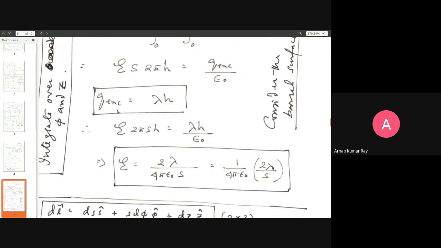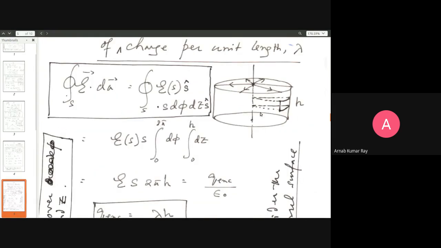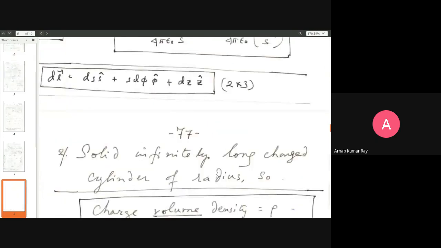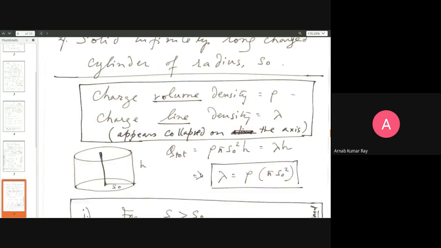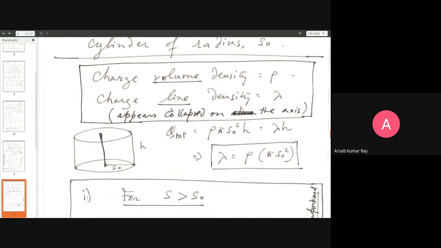Okay, so that was a simple wire with an imaginary Gaussian surface, a cylindrical Gaussian surface enclosing it. Now, instead of a simple wire, we talk about a solid, infinitely long charged cylinder of radius S naught. Volume charge density is ρ, charge line density is λ. I shall come to this λ part later.